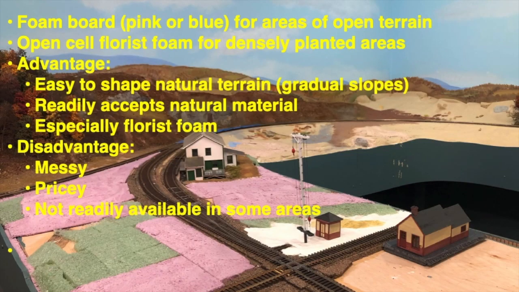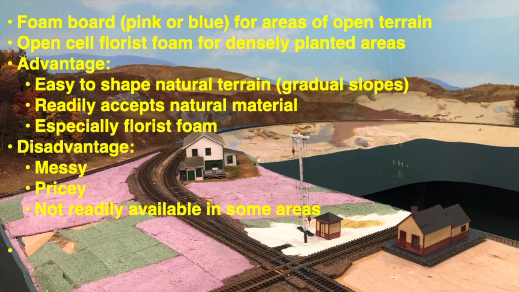The first thing we need to do is create basic landforms. And for that, I really like to use foam board, which is pink or blue insulation board. You can get this at any home center. It comes in various thicknesses. It's easy to carve and shape, and it's great for sticking scenery details in.